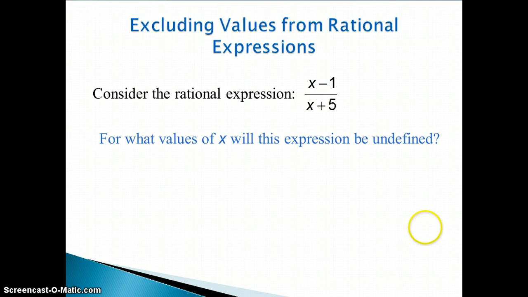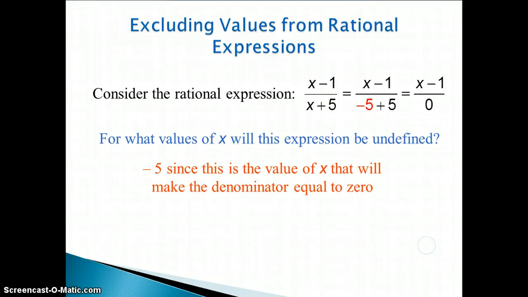Consider the rational expression x minus 1 divided by x plus 5. Now when we say we want to exclude values from rational expressions, that means that we're looking for values of x that would make that expression undefined. And when we replace x with negative 5 in this expression, notice that we end up with 0 in the denominator. So the answer to this question is negative 5, since this is the value of x that will make the denominator equal to 0.